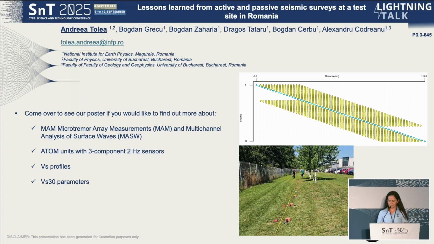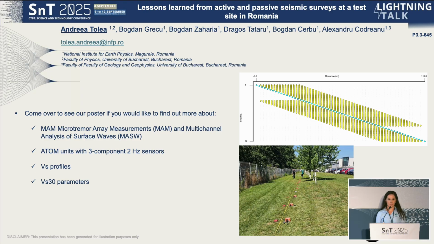Hello everybody. My name is Andreea Tole. I'm from National Institute for Physics from Romania. My poster presents the lessons learned from site characterization near headquarters of NIEPS in Măgurele using active and passive methods.